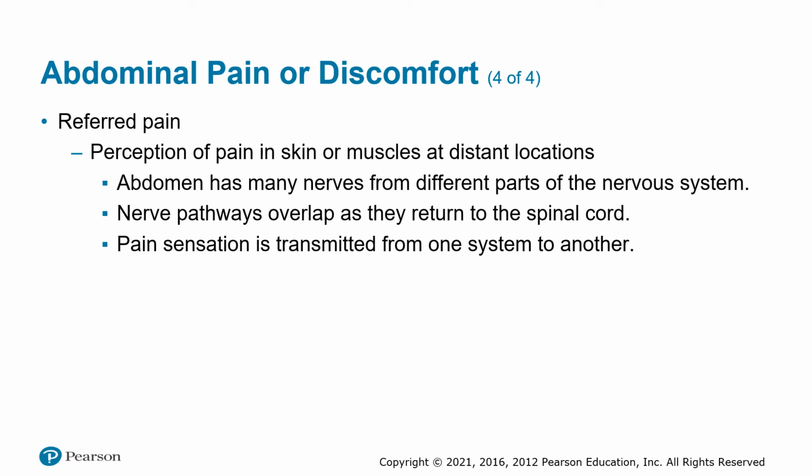Referred pain is the perception of pain in the skin or muscles at distant locations. The nervous system has all these different pathways, and sometimes they overlap when they return to the spinal cord. Then that pain may be transmitted to a different area. Like the left shoulder is typically referred pain. You can have pain in the arm, the jaw, the back. It just depends on where those overlapping nerve pathways are.